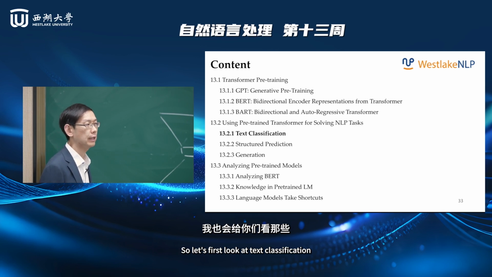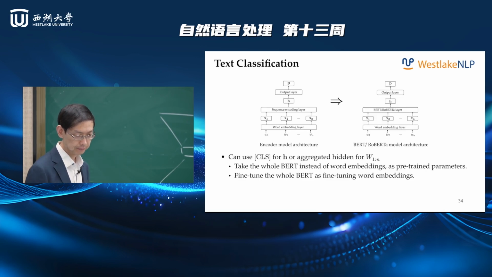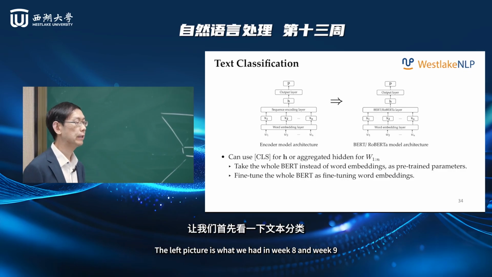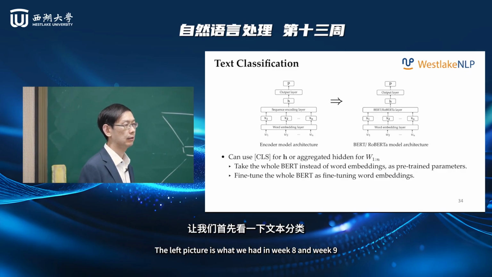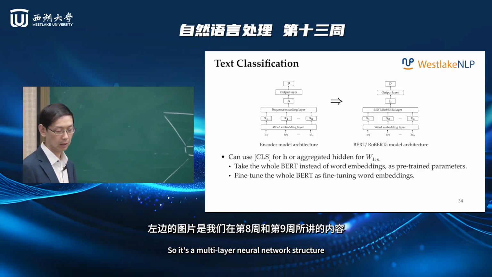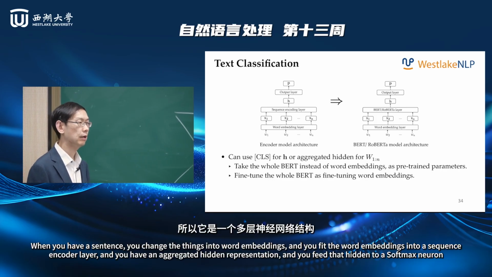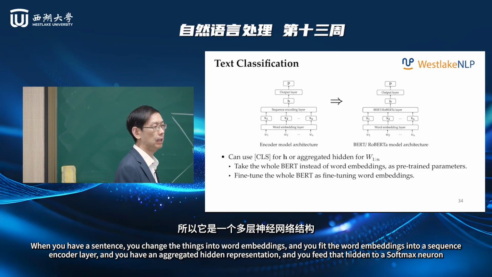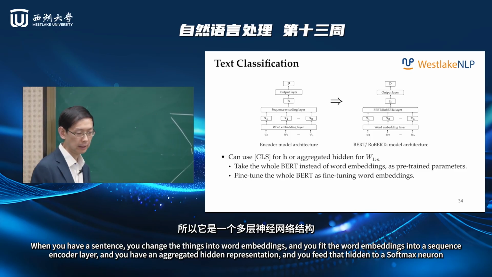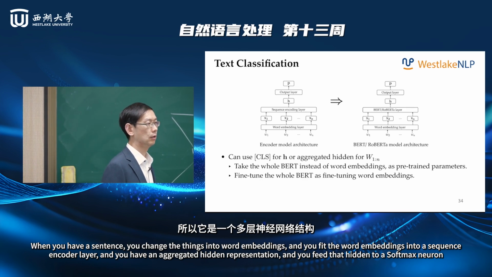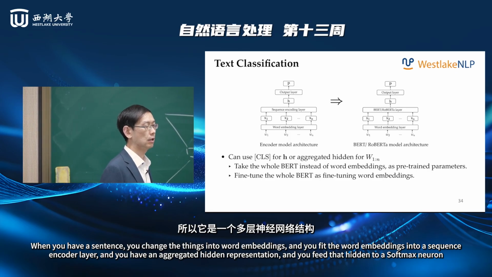So let's first look at text classification. The left picture is what we had in week 8 and week 9. It's a multi-layer neural network structure. When you have a sentence, you change the words into word embeddings, and you feed the word embeddings into a sequence encoder layer, and you have an aggregated hidden representation, and you feed that hidden to a softmax neuron.